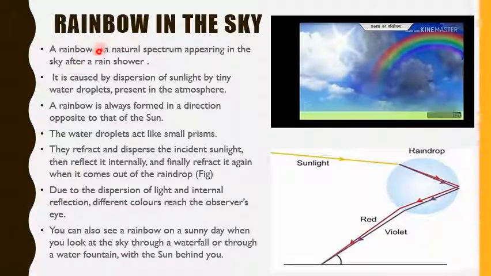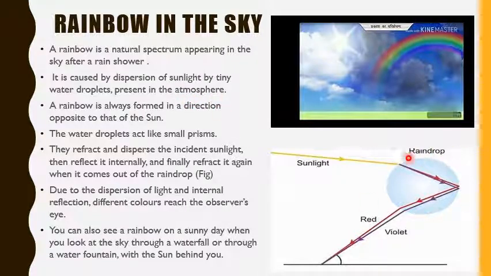Then you are already now familiar with all the colors in the rainbow, right? So we see then how the rainbow in the sky is formed. A rainbow is a natural spectrum appearing in the sky after a rainy shower. After a rainy day, you will see that the rainbow is formed, and there has to be sunlight also along with the rain in the opposite direction. It is caused by dispersion of sunlight by tiny water droplets present in the atmosphere.